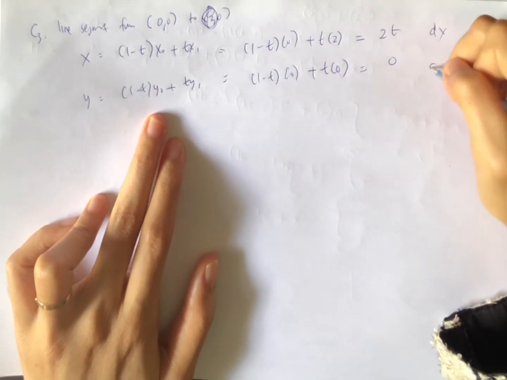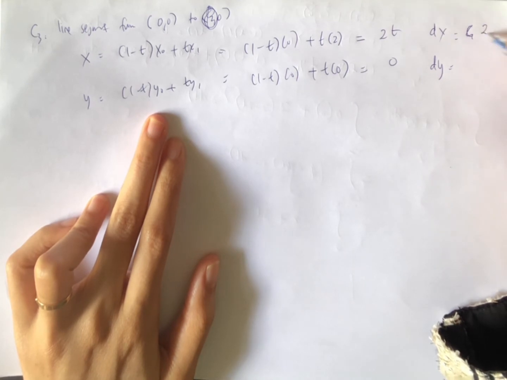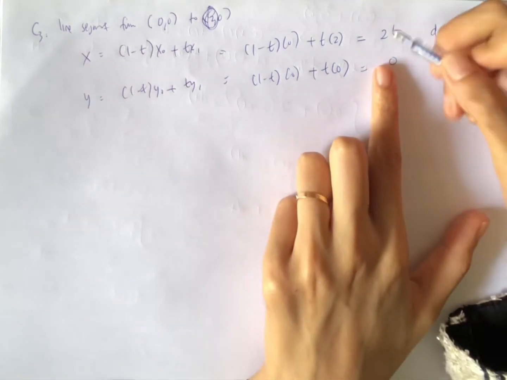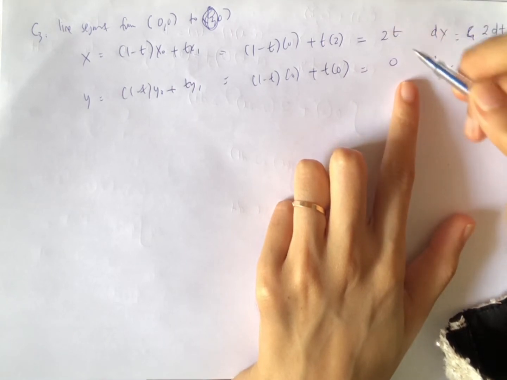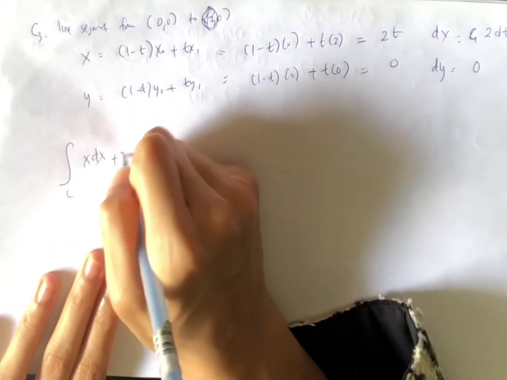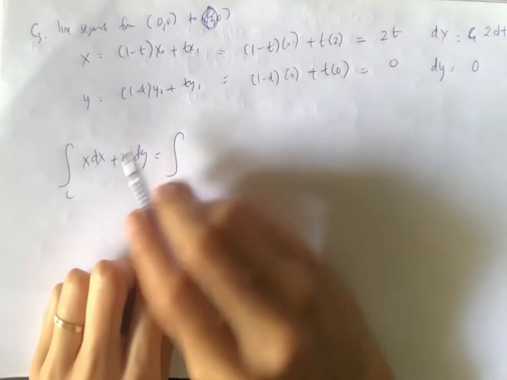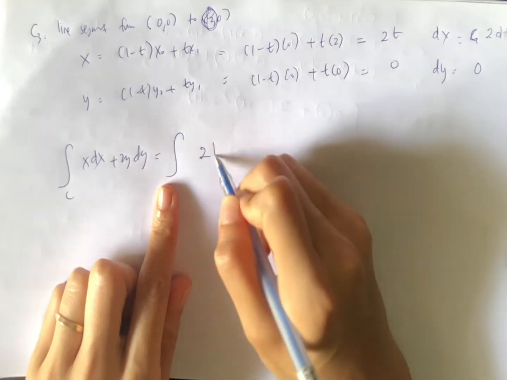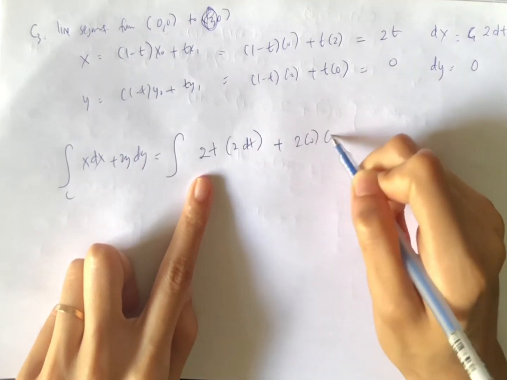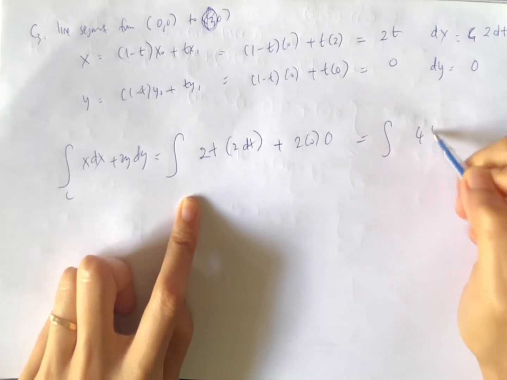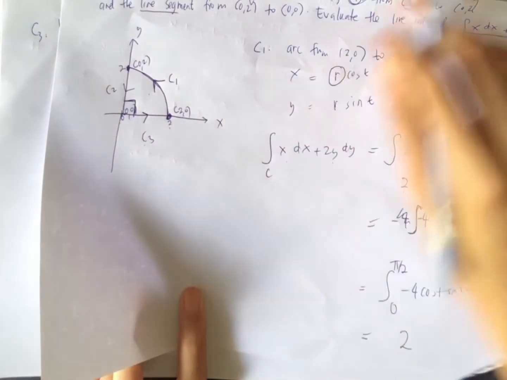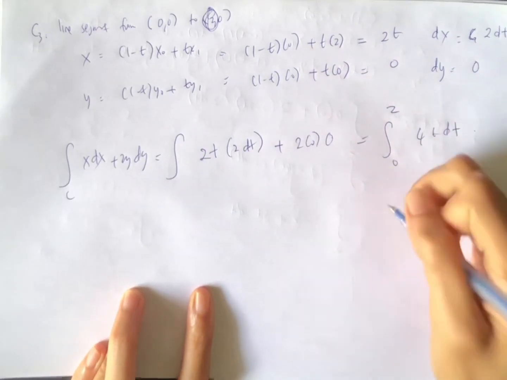Then find out dx and dy. Differentiate with respect to t, so you get dx equals 2 dt, and dy is 0. Just substitute back into the equation. x is 2t, dx is 2 dt, plus 2y, and y is 0, so nothing left here. It's just 4t dt, and the integral is from 0 to 2. So you solve it.